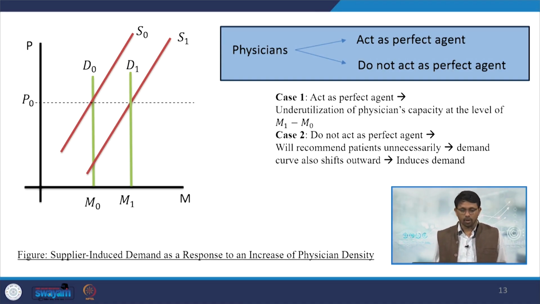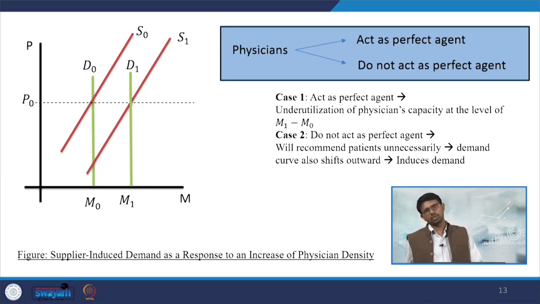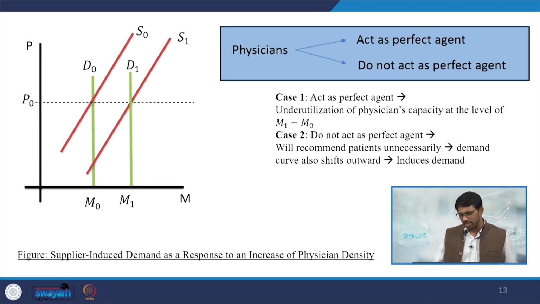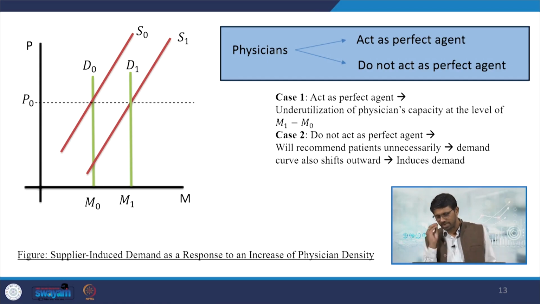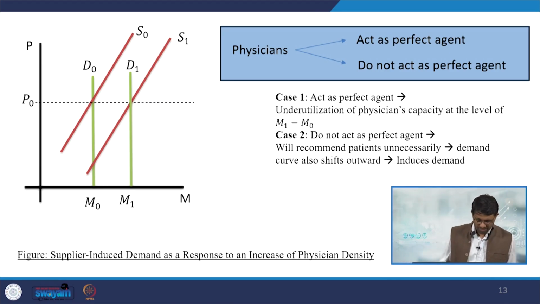Whereas if they do not act as a perfect agent, they will welcome all demanders till M1. Since the supply side shifts, they may induce the demand, and demand might shift towards D1, but that is not the case where they act as a perfect agent. In this case, they will recommend patients unnecessarily as a supply side inducing factor. Hence, the demand curve has changed, there is a shift of the demand, and this is called induced demand. This is what is emphasized.